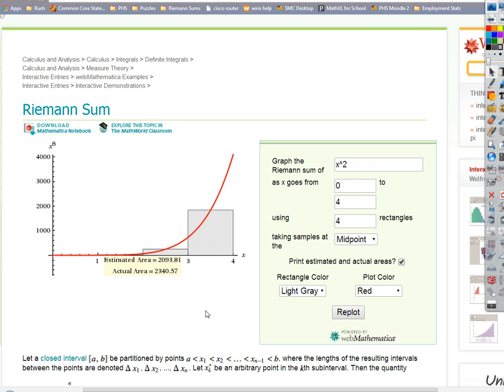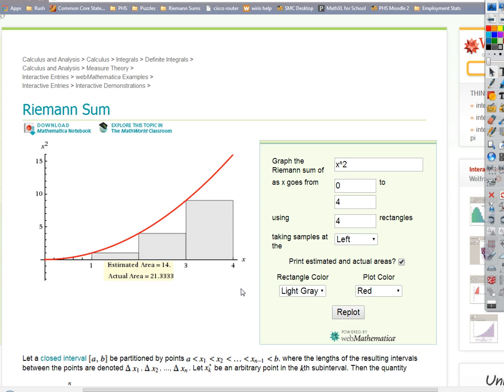So say we're going to stick with left and right just because they're so easy to do. If you're using the midpoint, then you have to find the midpoint each time, and that adds an extra step. A little more complex, a little more time consuming to find our areas. What's another thing we can do to increase the accuracy of our estimates here?